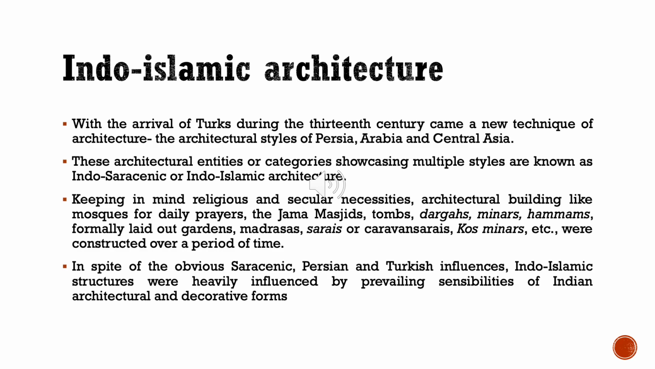And then came the Indo-Islamic architecture. With the arrival of the Turks during the 13th century came a new technique of architecture, the architectural styles of Persia, Arabia and Central Asia. These architectural categories showcasing multiple styles are known as Indo-Saracenic or Indo-Islamic architecture. Keeping in mind religious and secular necessities, buildings like mosques for daily prayers, the Jama Masjids, tombs, dargahs, minars, hammams, formally laid out gardens, madrasas, sarais or caravanserais, kos minars, etc. were constructed over a long period of time. In spite of the obvious Saracenic, Persian and Turkish influences, Indo-Islamic structures were heavily influenced by the prevailing sensibilities of Indian architectural and decorative forms.